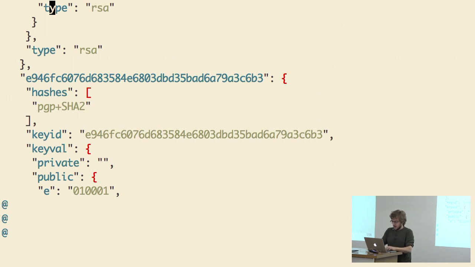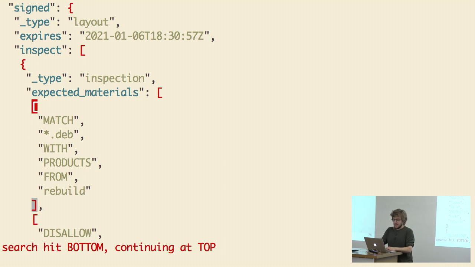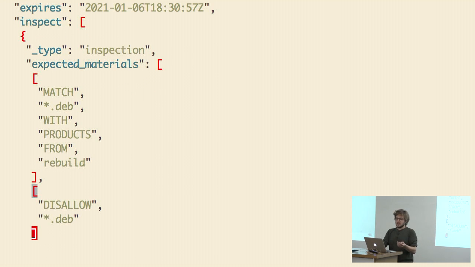And one very important thing that I want to show you is a rule that is executed during the verification routine on the client. And that says, okay, match all the deb files that I am currently downloading. So it's a generic rule. It would work with any package. Match any deb files that I'm currently downloading and trying to install with the products that came out of the rebuild step. And then there is another one. It works a little bit like a firewall. There is another rule that says, and disallow all other deb files that I have here.